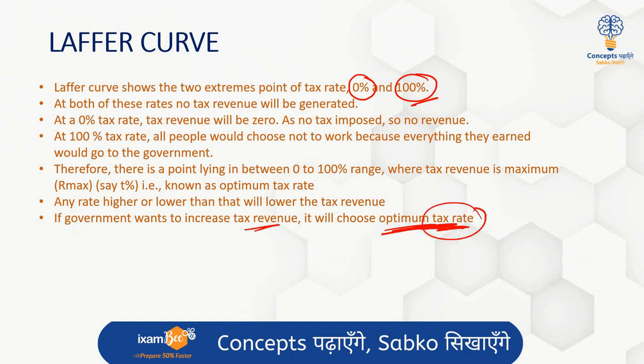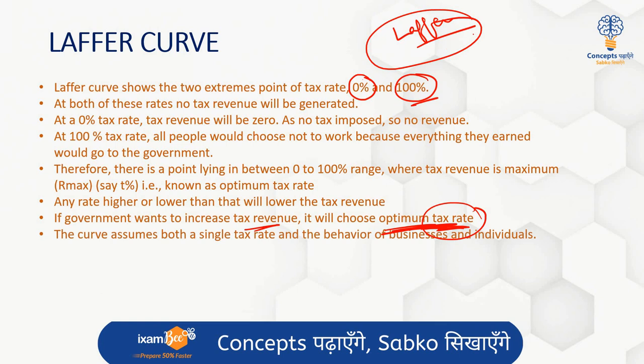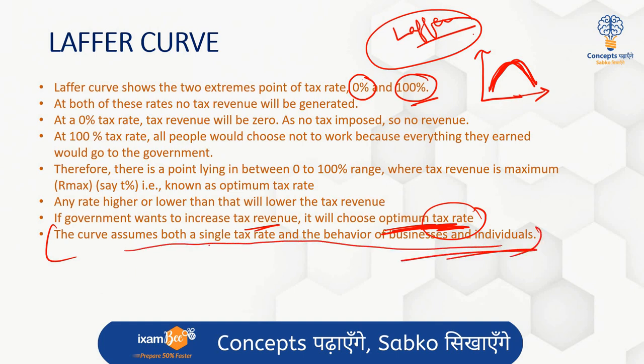However, this particular Laffer curve is drawn on certain assumptions. It assumes a single tax rate, and the behavior of businesses and individuals is also assumed to be constant. So this is one of the criticisms of the Laffer curve theory, which was given by Arthur Laffer. The critics who are against this theory say that it is assuming only a single tax rate while plotting this graph, and the behavior of the businesses and individuals is also assumed here. That's why you get this kind of a relationship, otherwise it may not hold.